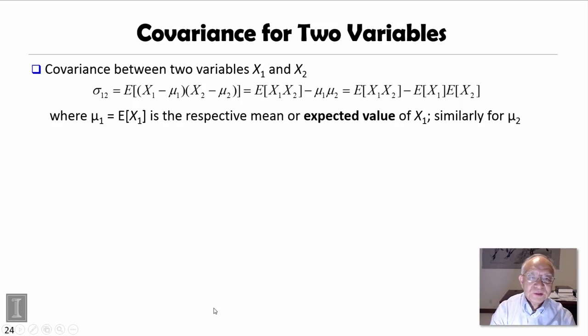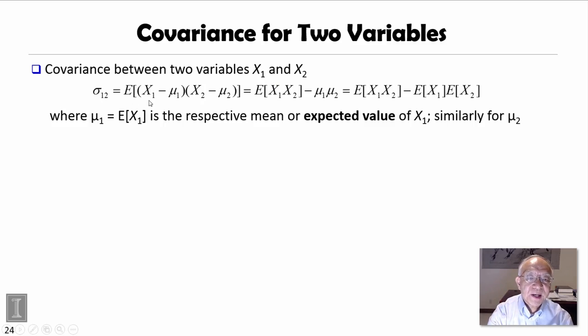Now we introduce covariance for two variables. Once we have two variables, x1 and x2, we want to see how these two variables change together, whether they are going up together or going down together, which would be a positive covariance. Let's look at the definition.